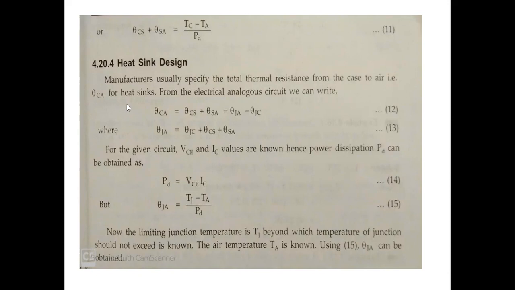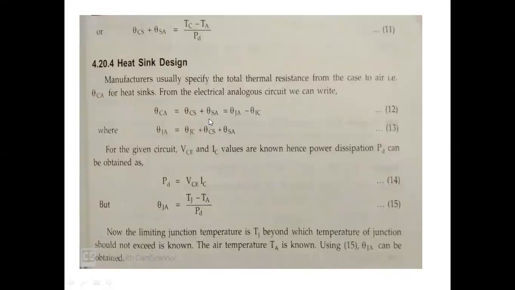Okay, so this can be represented as theta CA, the thermal resistance from case to ambient, is equal to the thermal resistance from case to sink plus the thermal resistance from sink to ambient. That is, the transistor's case to heat sink plus heat sink to ambient. So this total equation represents the thermal resistance from case to ambient. And we can also write it as theta JA minus theta JC. This is another formula for this equation, where theta JA is theta JC plus theta CS plus theta SA.